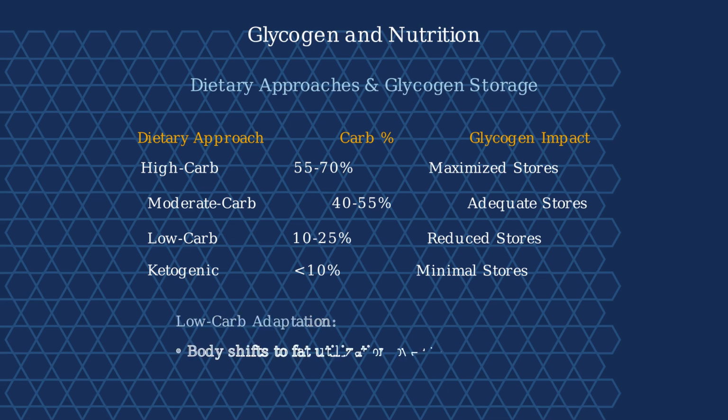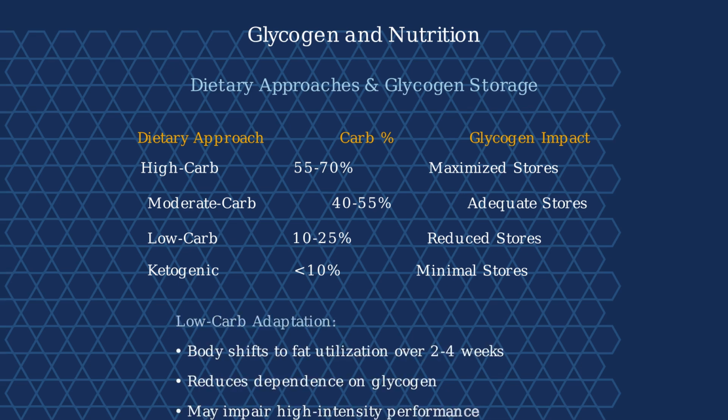When following a low carbohydrate diet, the body undergoes metabolic adaptation over 2 to 4 weeks. This adaptation reduces dependence on glycogen by shifting to fat utilization. While this may impair high-intensity performance, research suggests it can preserve endurance capacity after full adaptation.